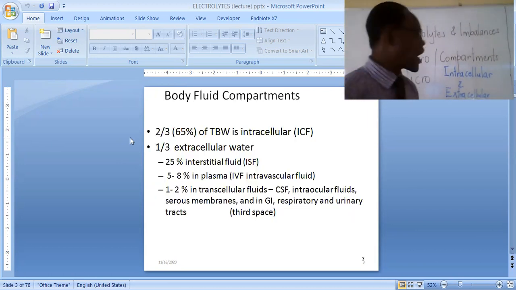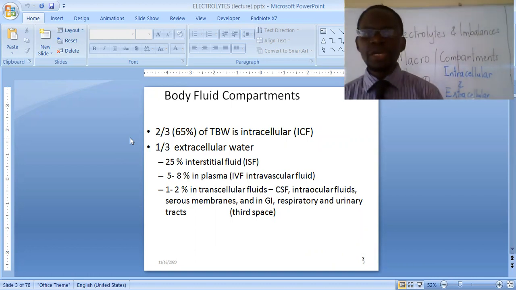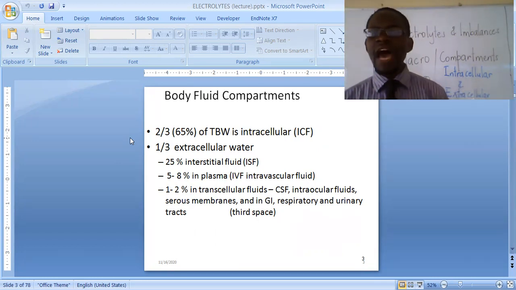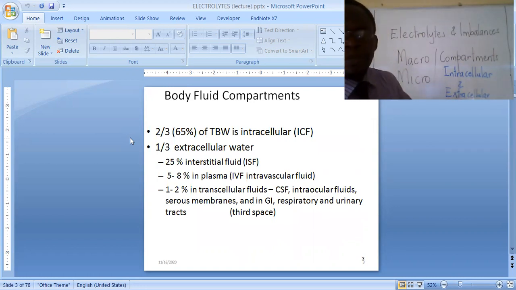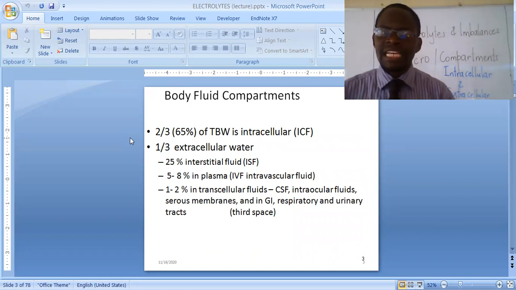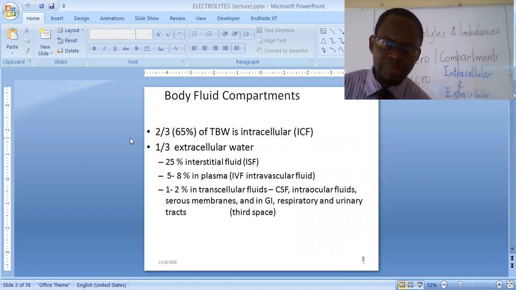Now, as we have already mentioned, your total body water, yeah, is basically 65%, yeah, and most of it, or 2/3 of it, is basically found within the cell, or that is what we refer to as intracellular. And then a third is found extracellular, and that third is also further divided into several compartments, like, for example, interstitial fluid. Interstitial fluid, that is the region outside your cells, yeah, that is what we call the interstitial space, or that is where you will find interstitial fluid.